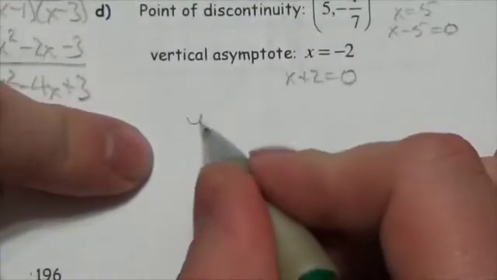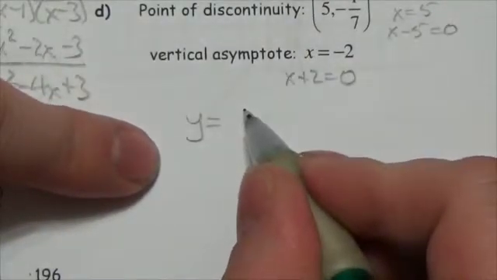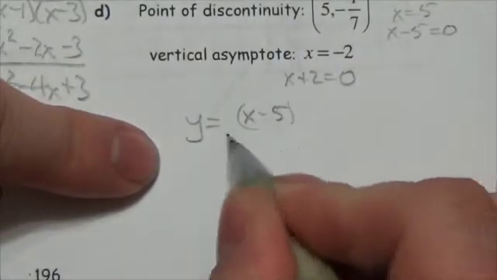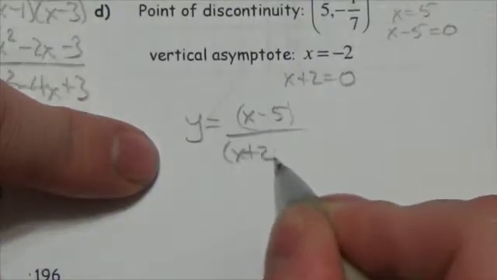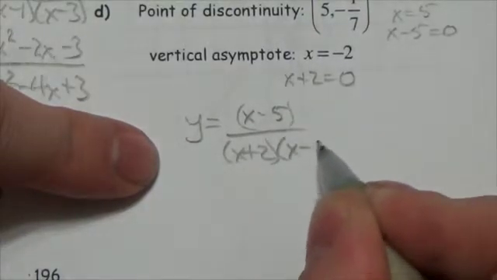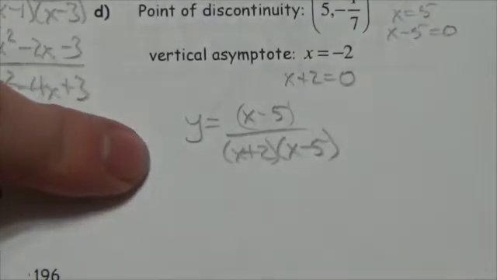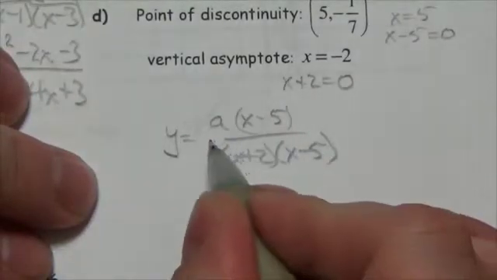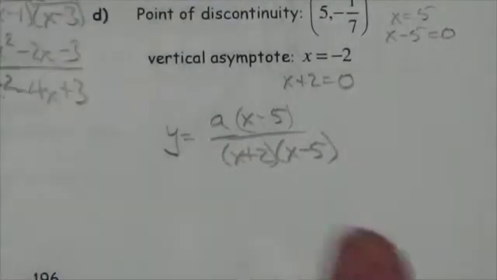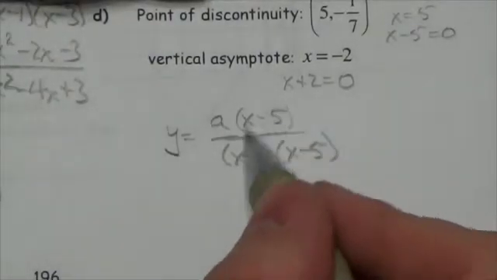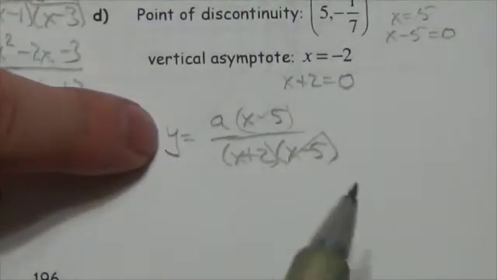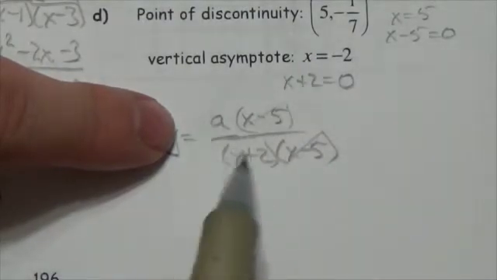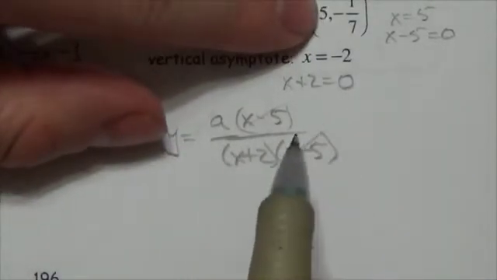So right now my best guess at what this function looks like is x minus 5 over x plus 2 times x minus 5. Now I don't know if that's right. There may be a stretch factor here. So what I'll do is put y equals and put an a up front. The reason I'm doing that is because I know that these are going to cancel, but if I plug 5 into the answer at the end, I should be getting negative 1/7.